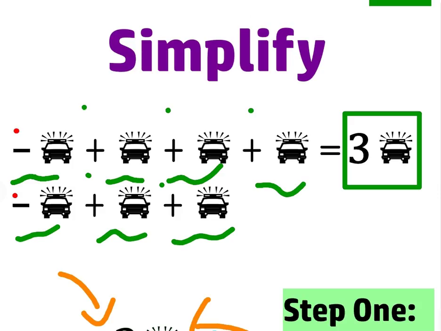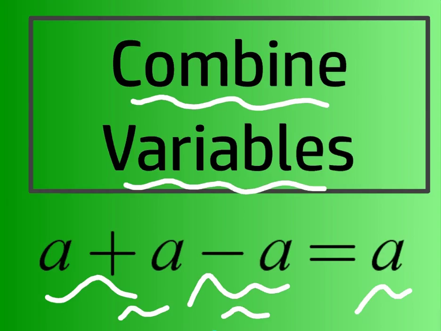Okay, so combining variables is very easy. All you have to do is count how many pluses and minuses there are. Take the number of pluses and subtract the number of minuses. In this case, there's 2 pluses and 1 minus, so therefore you end up with 1a. So a plus a minus a gives you a, and you can do that for any number of variables, and that's how you combine variables.